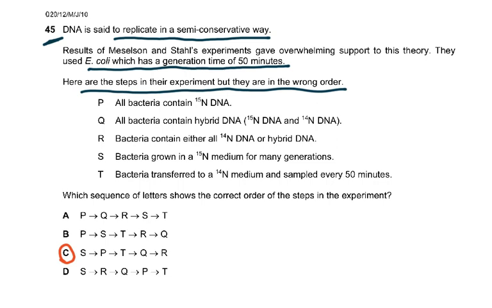So S was the first one. Then P, all bacteria contain 15N DNA, so S and P. And then T, bacteria transferred to N14 and sampled every 50 minutes, so S, P, T. And then Q, all bacteria contain hybrid DNA. And then R, bacteria contain either all N14 or hybrid DNA. So this was the sequence. Please read this again, understand it, and then comprehend it.